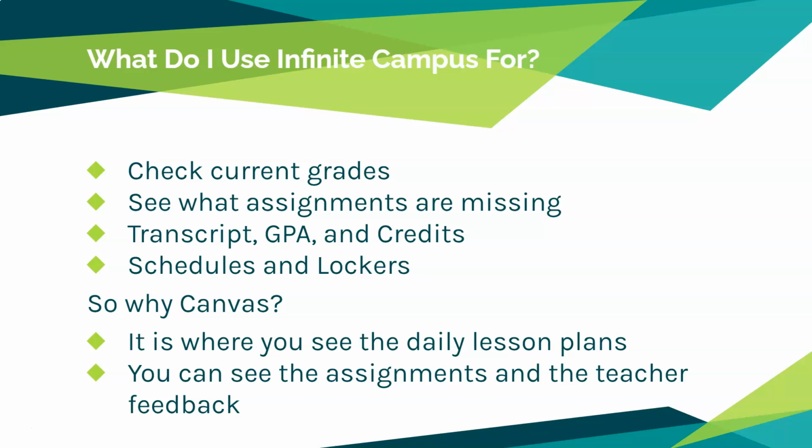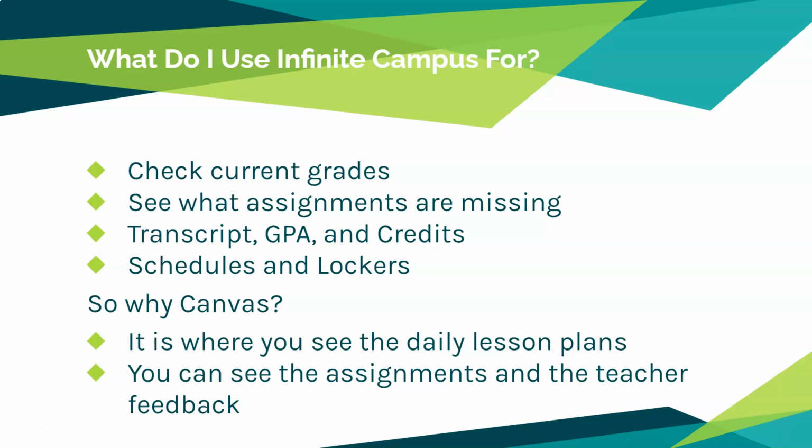At the high school, the current grade should be in Infinite Campus if you want to know what their current grade is. Missing assignments, that should all show up in Infinite Campus. It's kind of the final say for all of that. You can also check things like their grade cards, transcripts, GPA, what credits they have, their schedule, their lockers. So any of that information basically that the district has and stores on your student is in Infinite Campus.